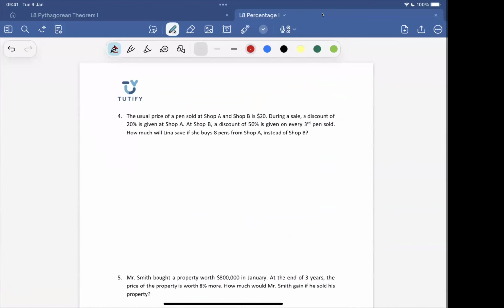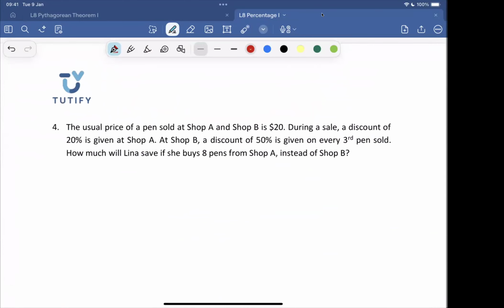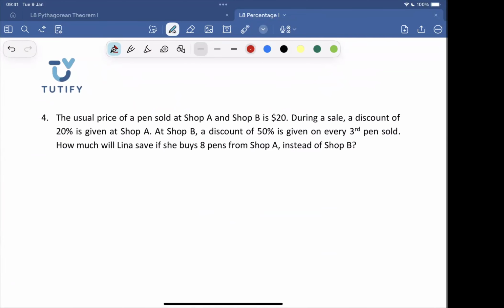Okay, let's take a look at question 4. The usual price of a pen is $20. During a sale, there's a 20% discount in shop A. So shop A gives you a discount.